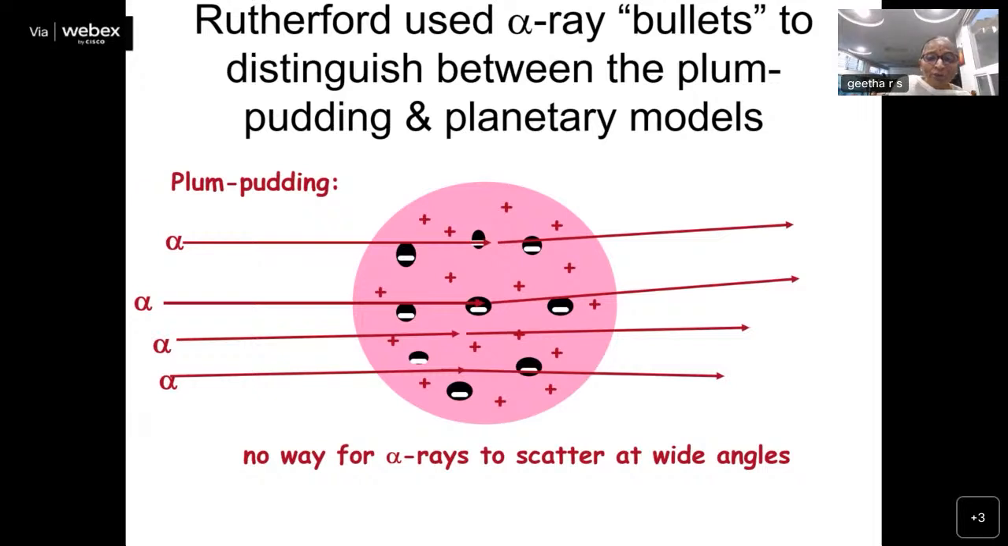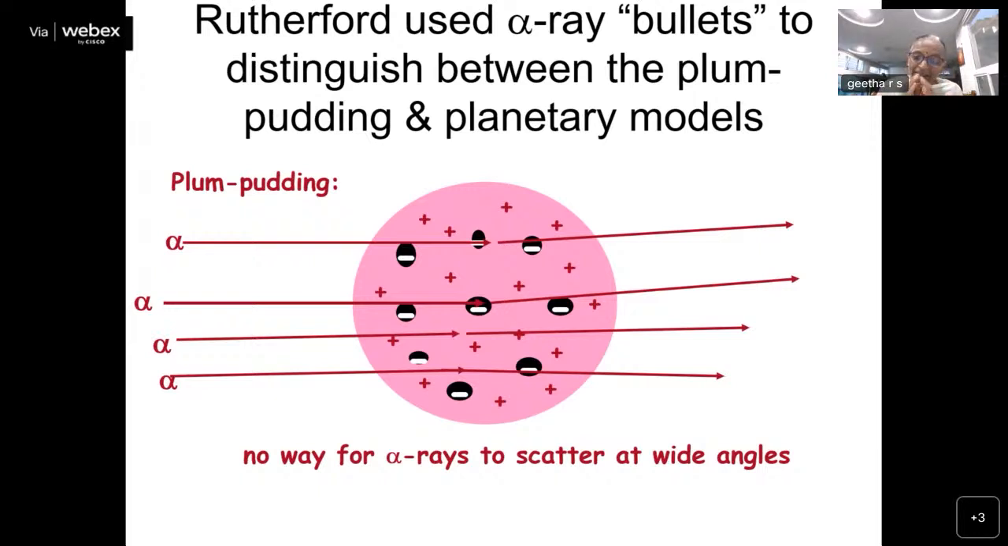So Rutherford used alpha ray bullets, and alpha rays were coming from some radioactive element. So at that time it was there. So you can now understand why Rutherford's alpha ray scattering experiment is known as the starting point for nuclear physics as well, because it tells you about the nucleus also. But anyway, we are interested in the atomic model.